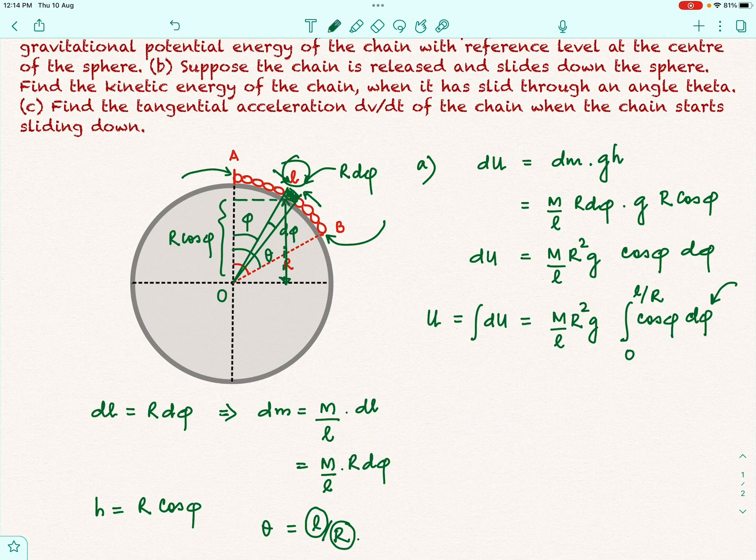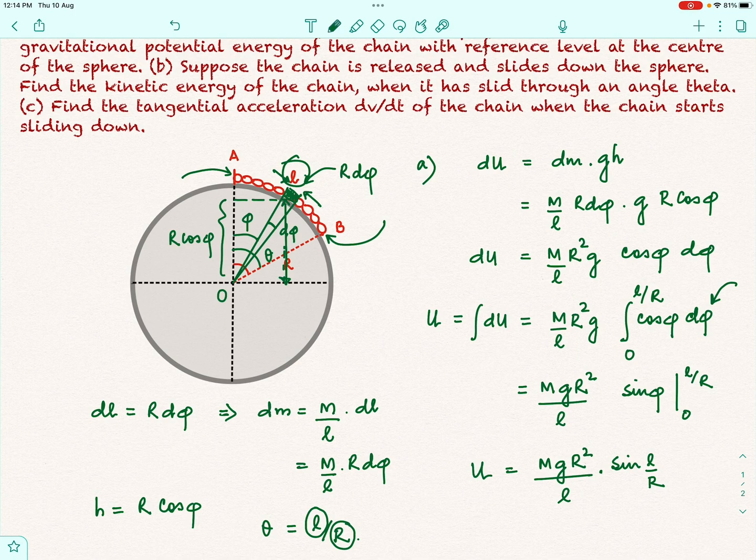And now all we need to do is solve this mathematically. So, mg r squared by L, integral of cos phi is nothing but sin phi, and you put the limits 0 to L by R and solve it. So, we will get mg into r squared by L into sine of L by R minus sine of 0, which is 0 itself. So, this will be the final answer for you, right. So, that is the first answer.